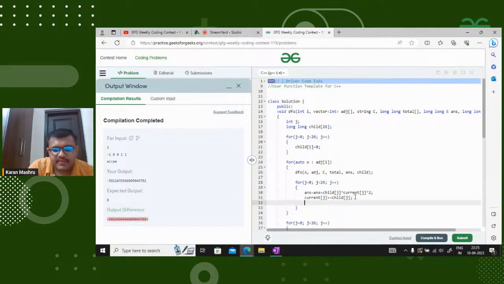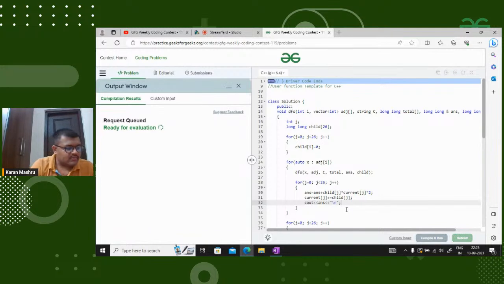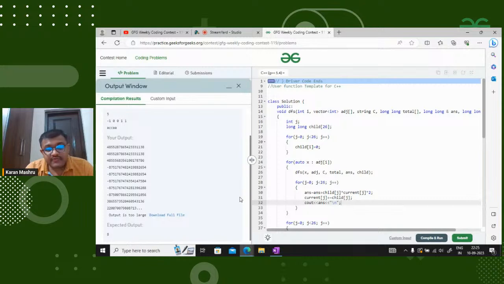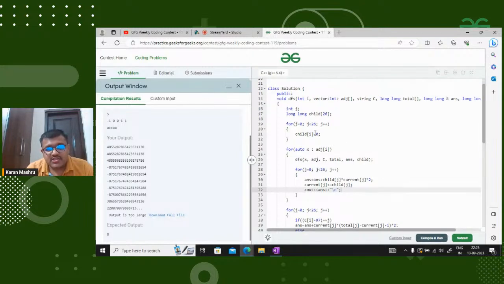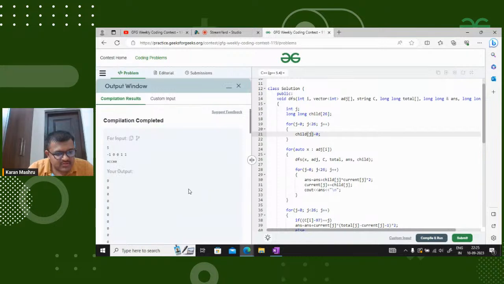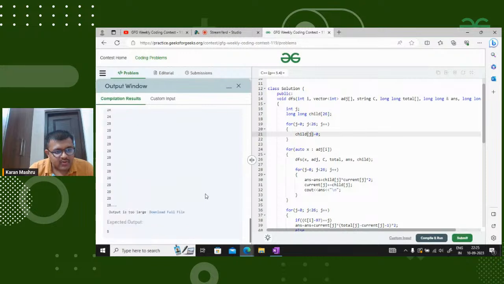Let us print the answer at every step so we know where we are going wrong. On the first call only, it is... here it should not be I, here it should be j. Okay, so now we have 0, then 6, and oh, we got 24. It should be 8, right?